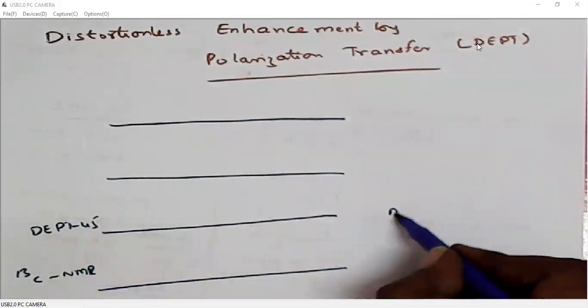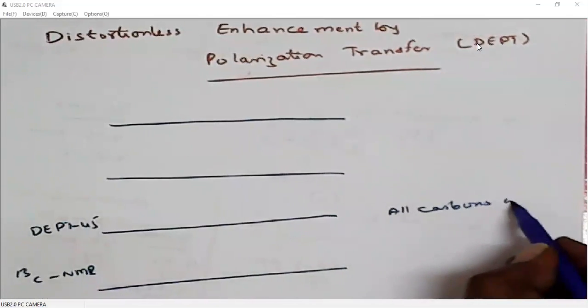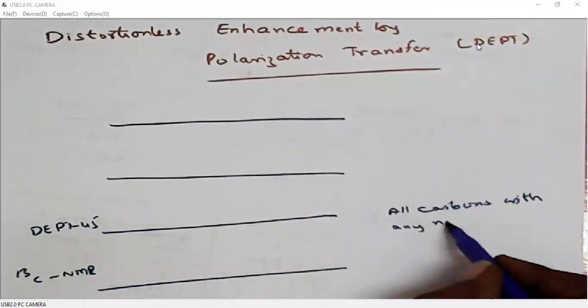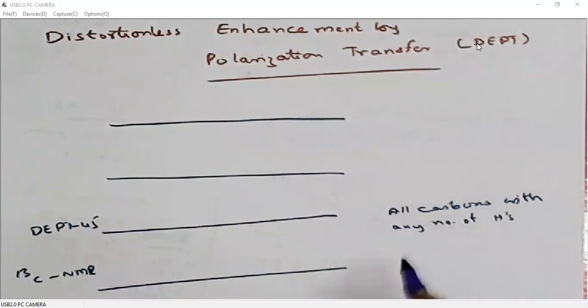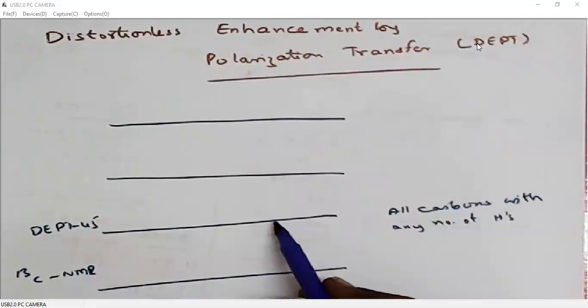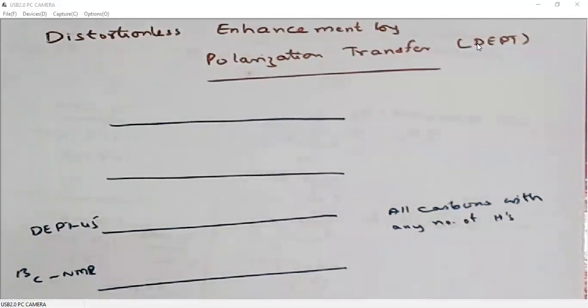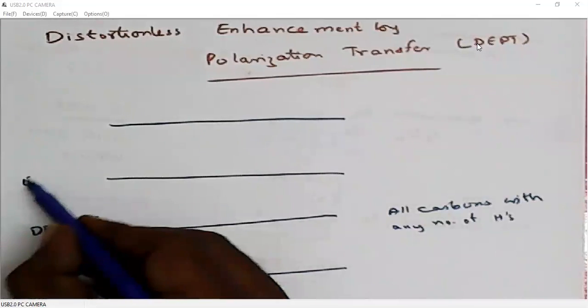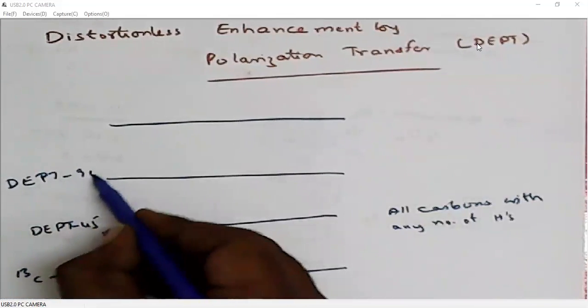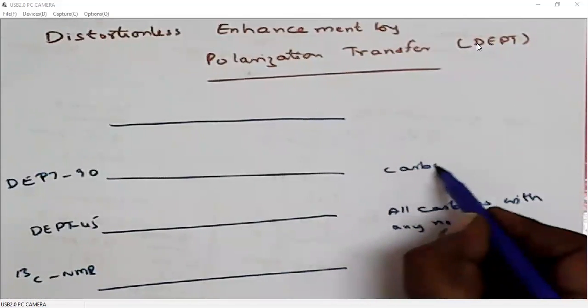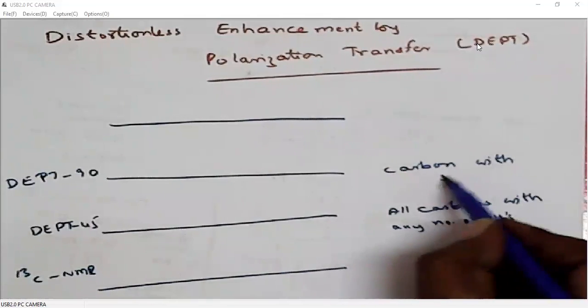Here we will get the signals of all carbons with any number of protons. If a carbon has hydrogen, it will give a signal in DEPT 45. If it has 3 hydrogens or 2 hydrogens or 1 hydrogen, it will give a signal in DEPT 45. If it doesn't have any protons attached to the carbon, it doesn't give a signal here. Whereas normal C13 gives the signal for all the carbons present in the molecule. All non-equivalent carbons will give their signal. In DEPT 90, we get carbon signals with a single hydrogen.